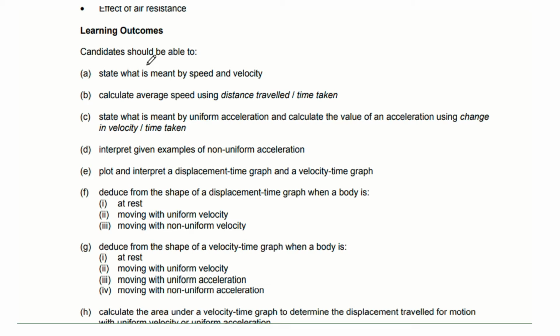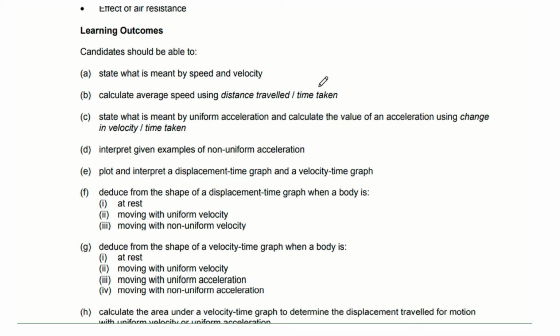So basically, what you need to know for part A are the definitions of speed and velocity. What is speed? Speed is distance traveled over time taken, or the rate of change of distance traveled with time. Then velocity is the rate of change of displacement with time. Speed and velocity both have units of meter per second, but the difference is that speed is a scalar quantity. Being a scalar quantity, we only look at its magnitude. But velocity is a vector quantity, so it has both magnitude and direction. We need to look at both the direction as well as the magnitude when we are talking about velocity.